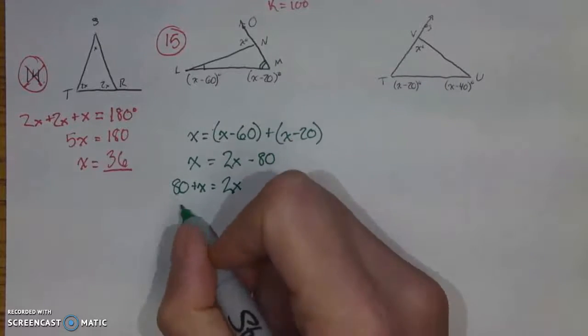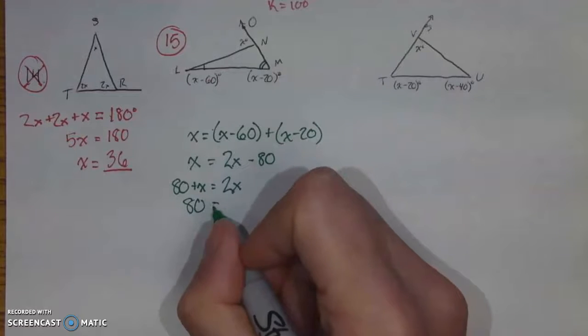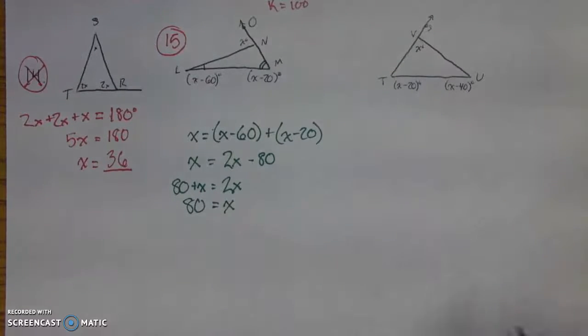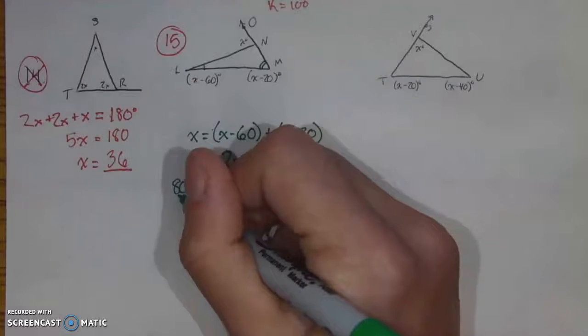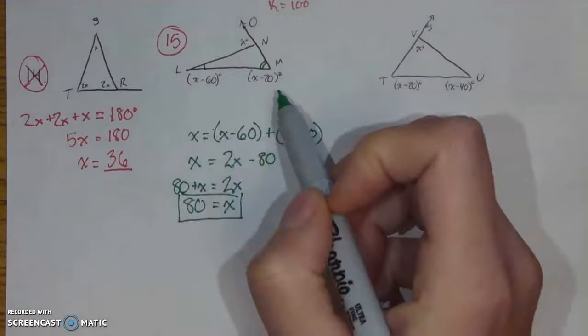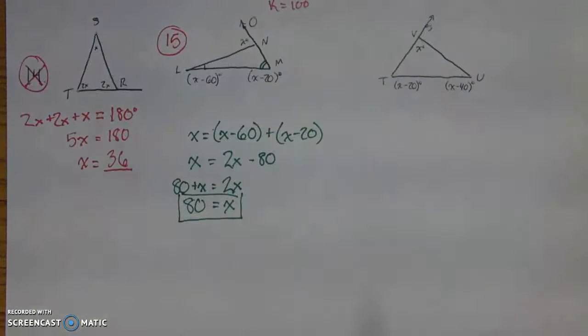And subtract x from each side to get that 80 by itself, and that leaves me with 80 is equal to x. So now that I know what x is, I can again substitute it in for each of these and find the final answer for this problem.